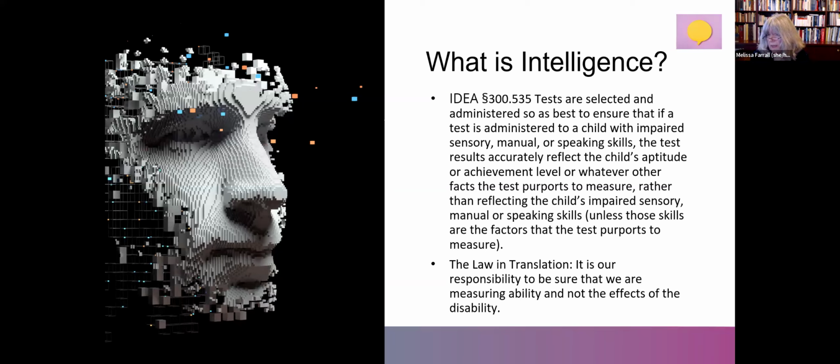Let me give you another example. What if I have a child who's blind or severely visually impaired? I have to be really careful when I select my measure of intelligence not to require him to do tasks that require visual processing, right? Because that would be ludicrous. This makes no sense, right? Because we would be measuring the impact of that child's visual impairment and not his real ability.